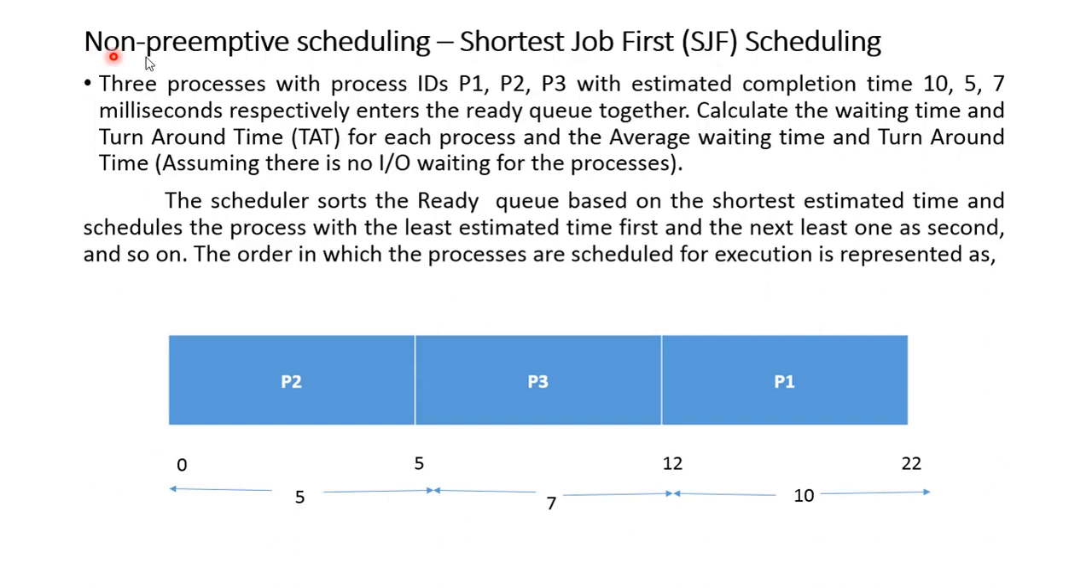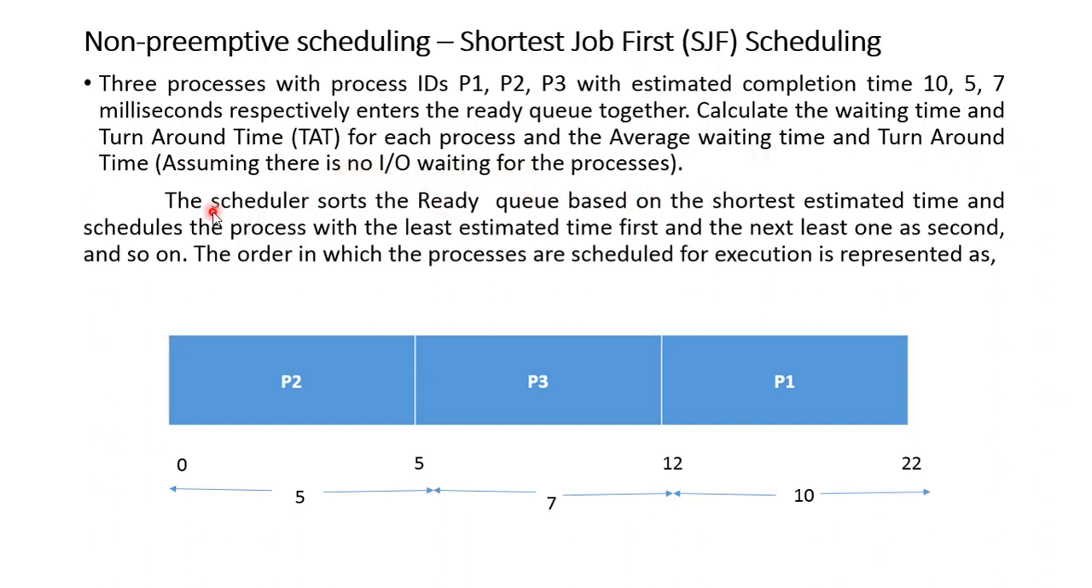Then we will see one example of the non-preemptive shortest job first scheduling algorithm. Three processes with process IDs P1, P2, P3 with estimated completion times of 10, 5 and 7 milliseconds respectively enter the ready queue together. Calculate the waiting time and turnaround time for each process, and the average waiting time and turnaround time, assuming there is no IO waiting for the processes.